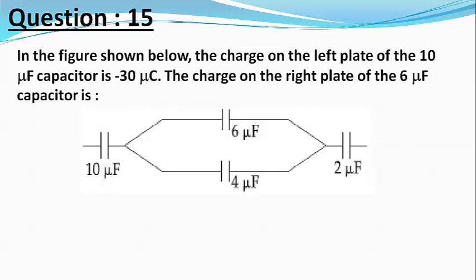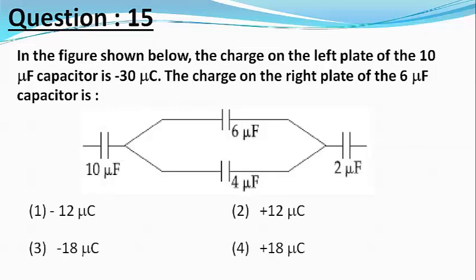In this question, the diagram shows a 10 microfarad capacitor in series to which is connected a parallel combination of 6 and 4 microfarad capacitors, and in series to that is connected a 2 microfarad capacitor. Our choices are minus 12 microcoulombs, plus 12 microcoulombs, minus 18 microcoulombs, and plus 18 microcoulombs.